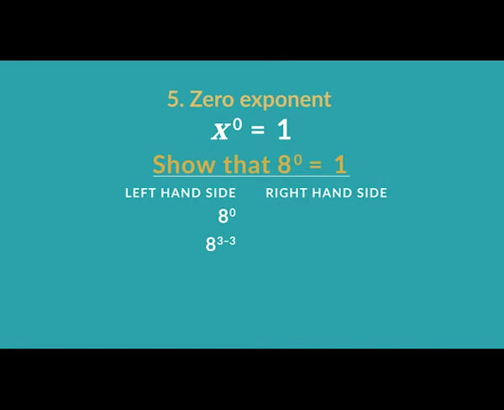From the quotient of powers law, for example, when dividing two exponents with the same base, you keep the base and subtract the powers, this would be the same as 8 to the power of 3 divided by 8 to the power of 3, and dividing 8 to the power of 3 by itself gives 1. So any number raised to the power of 0 equals 1 is true.